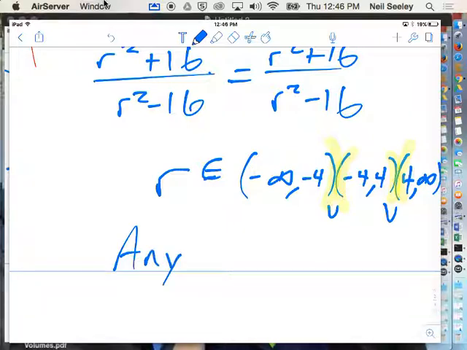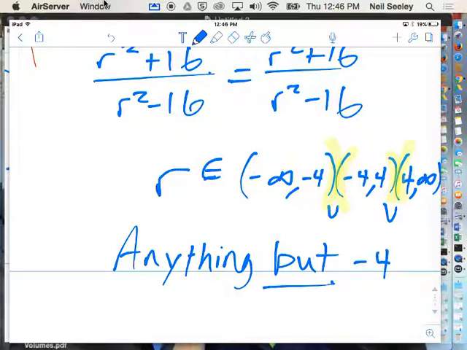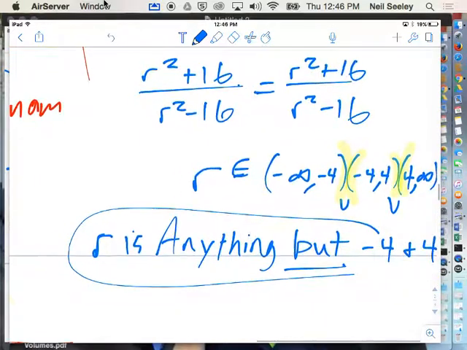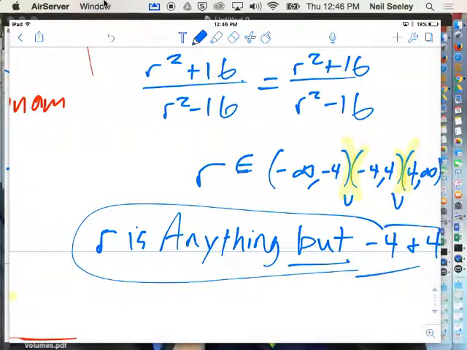I could say this. How about this? R is anything but -4 and 4. How about, let's just go with that. The cool thing is that's right, and that's what we all mean. There's just really funny ways to express it that we have to learn, some notation issues. Up above is how we would express it later in our lives, but it really just means anything but -4 and 4. Nice. Muy bien.